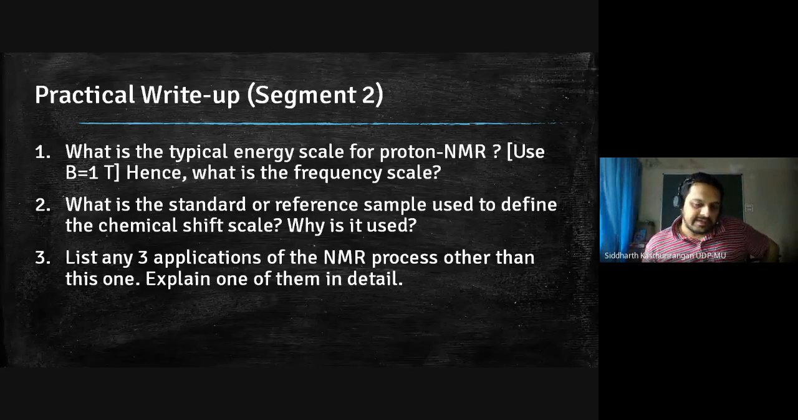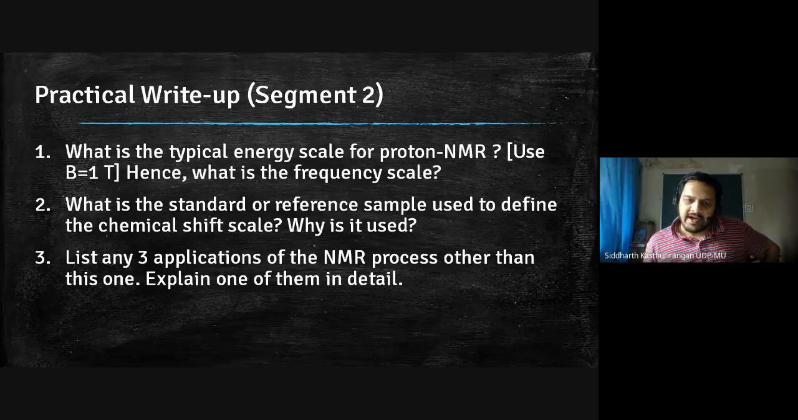Basically you will obtain resonance for your standard sample at some particular frequency, and you obtain resonance for your actual sample at some other frequency. For example, 4.0005 megahertz suppose is the resonant frequency for your standard, and for a sample it is 4.0006 suppose. So that difference of 0.0001, divided by the original frequency, this particular quantity is called chemical shift.